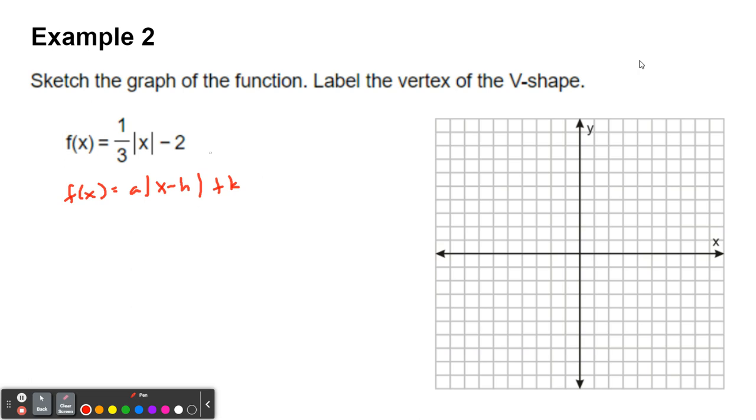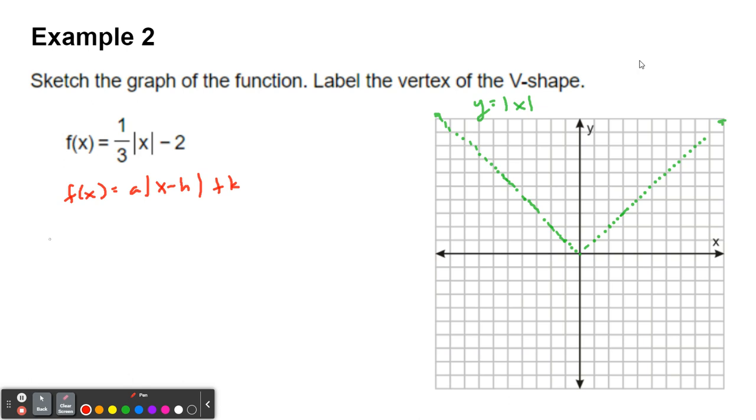Now before I graph this, let me just graph your standard parent function absolute value. So again, 0, 0, 1, 1, 2, 2, right? And then negative 1, 1, negative 2, 2. Right, so that's what y equals absolute value of x looks like. Okay, so now let's do ours.